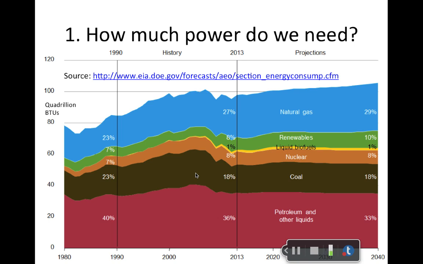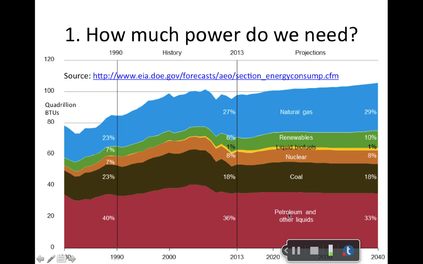Anyway, this graph shows you how much energy we used starting from 1980, and they are also making projections all the way to 2040. It's a very nice graph in the sense that not only do they show how much we are using, but also how much of each type of fuel we are using. So you have petroleum, coal, nuclear, biofuels, renewables that include solar and wind, and natural gas. And these are used in different ways.